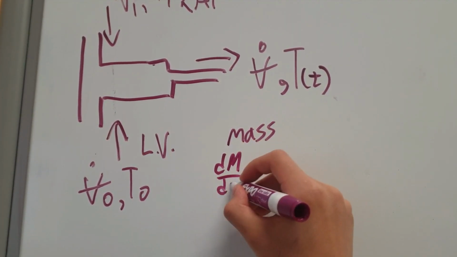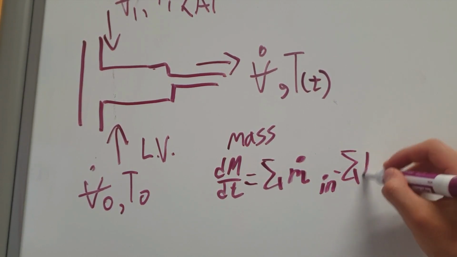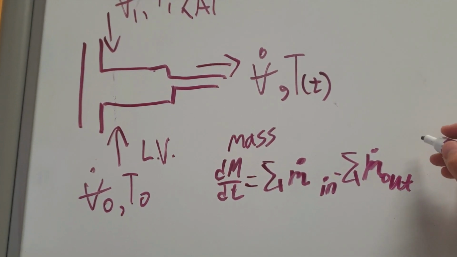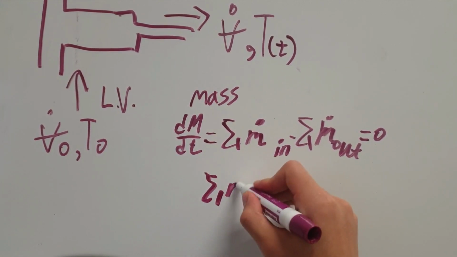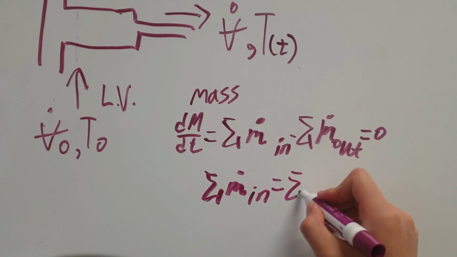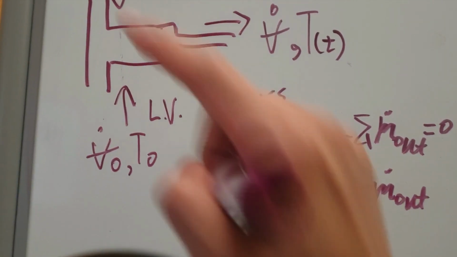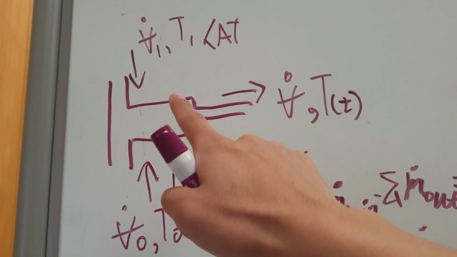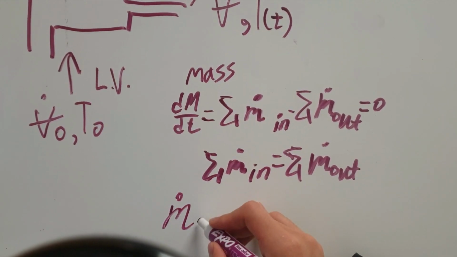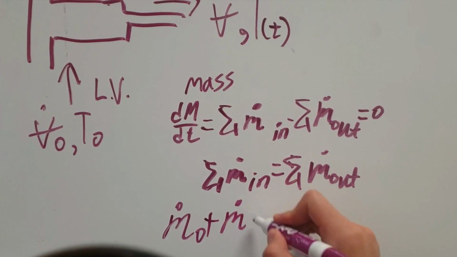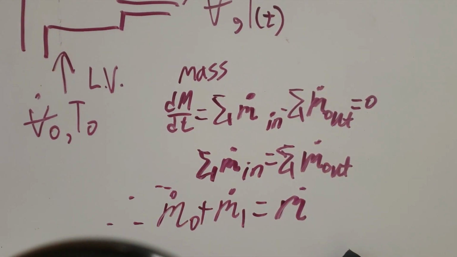Since the mass is not going to change, dm over dt, which is the mass flow in minus mass flow out, is going to be 0 because mass does not change. Using that, we can say that the sum of mass flow in is equal to the sum of mass flow out. Since we have two inlets, from the catheter and the left ventricle, this can be represented as m dot 0, the left ventricle, plus m dot 1 equal to just regular m dot. So that's one thing we can derive from the mass conservation principle.